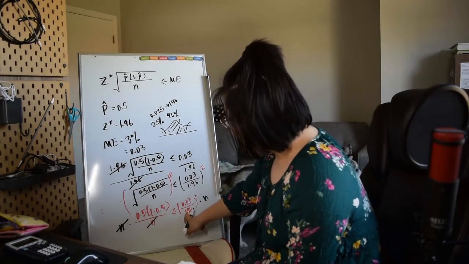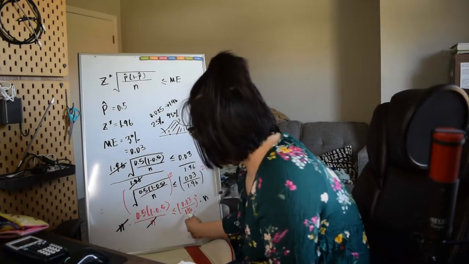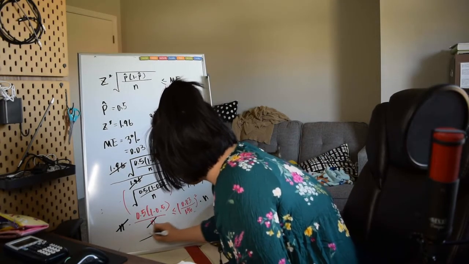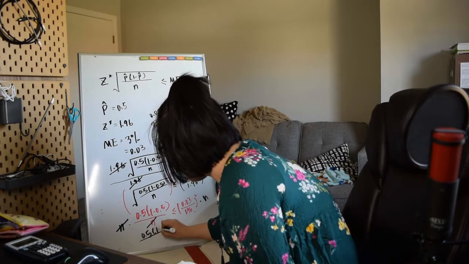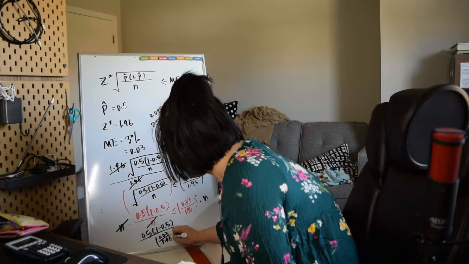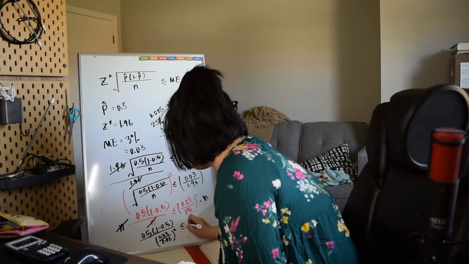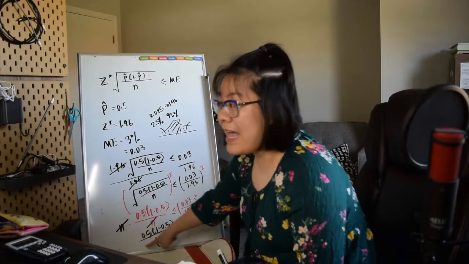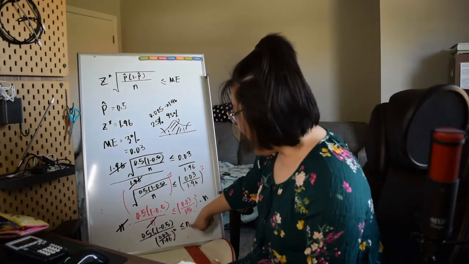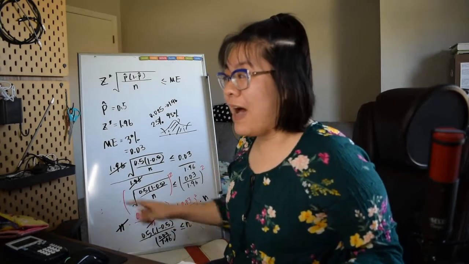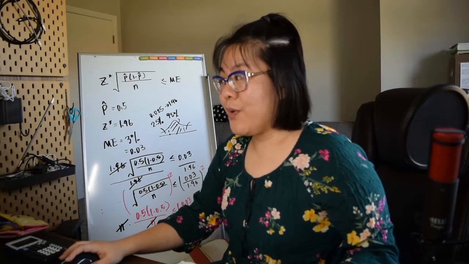Alright, next step, I want to solve for n. I need to get rid of this part. So I divide it by the whole thing on the left and right. So eventually you will have 0.5 times 1 minus 0.5 divided by 0.03 over 1.96 squared, less or equals to n. Okay, so you just need to plug everything inside your calculator and make n greater than that. So I will do it on decimal for you, and so you will see what that looks like.